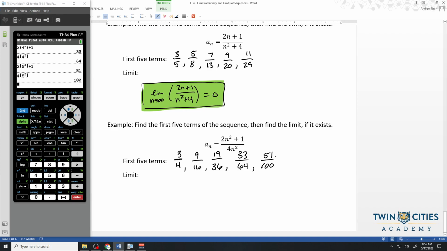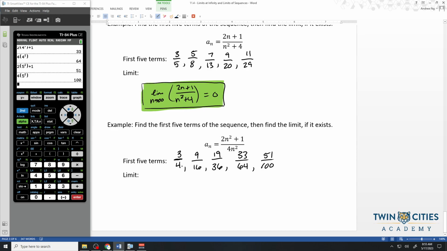Is there a limit here? Well, the highest power in the top would be 2. The highest power in the bottom is 2. So then I look at the leading coefficients, 2 over 4. The limit would go to 2 over 4, which is the same as 1/2.